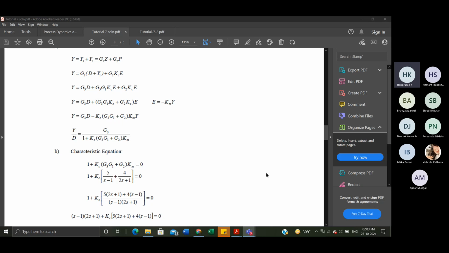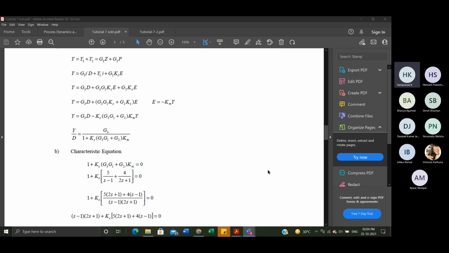Please mind it, but if you are asked to find Y by YSP, you should write E is equal to Y minus YSP. Is that clear? Since we are calculating Y by D, this has become 0. Cool? Any issues here? No, sir.